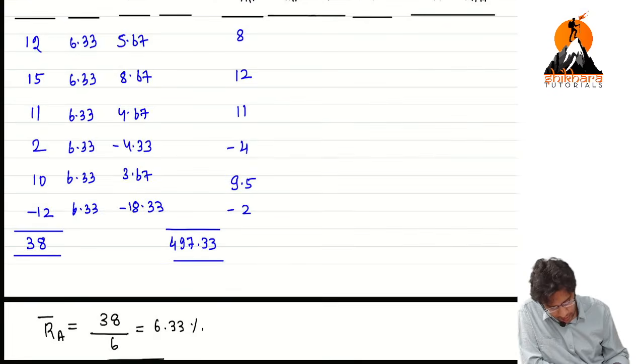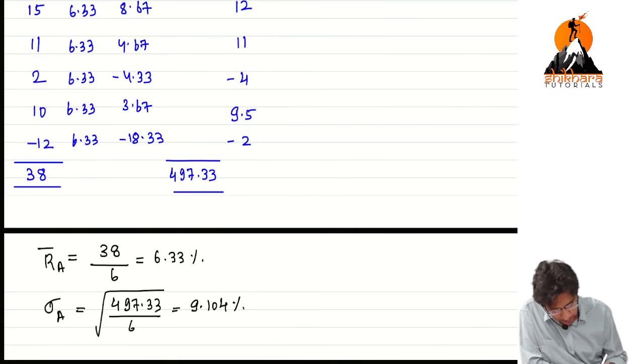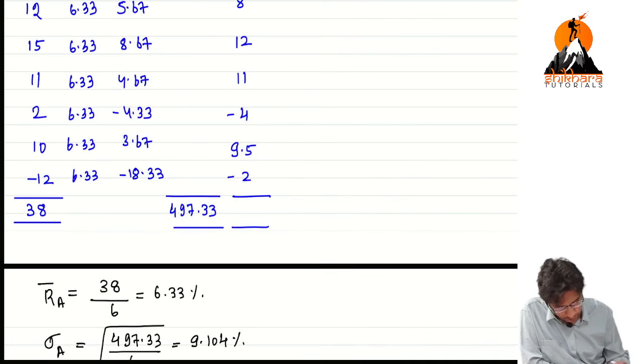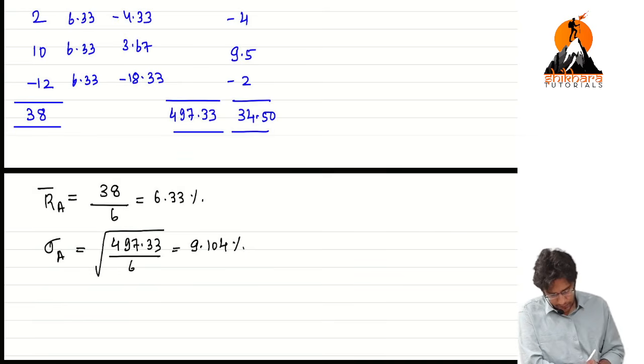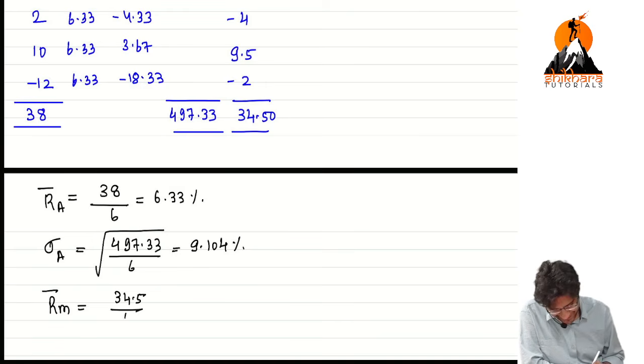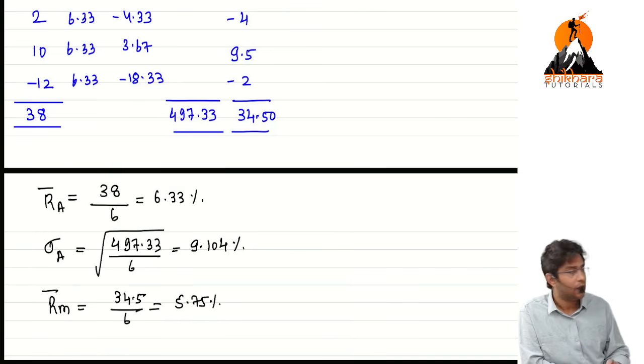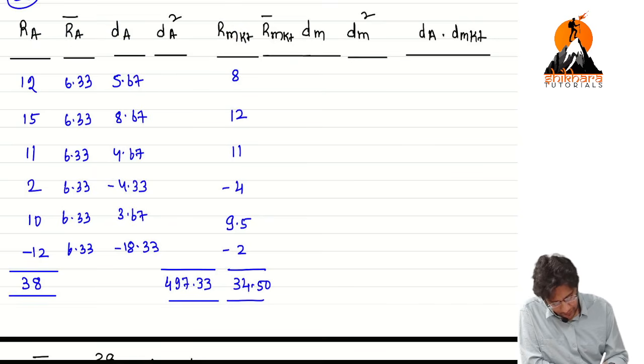Right. Next one, market return. The market return total: 20, 31, 31 minus 4 plus 7.5, that is 34.5. So RM bar is 5.75. Okay, fill up 5.75.